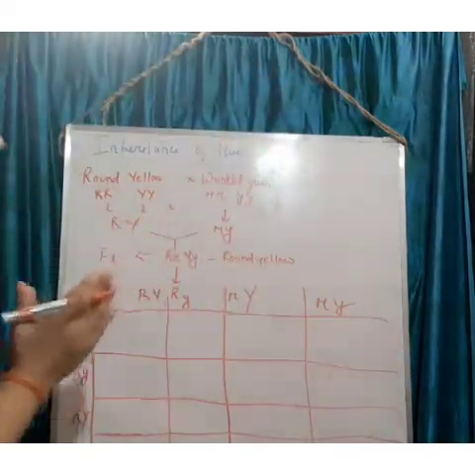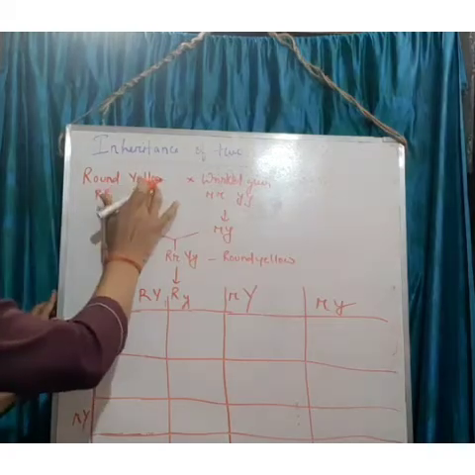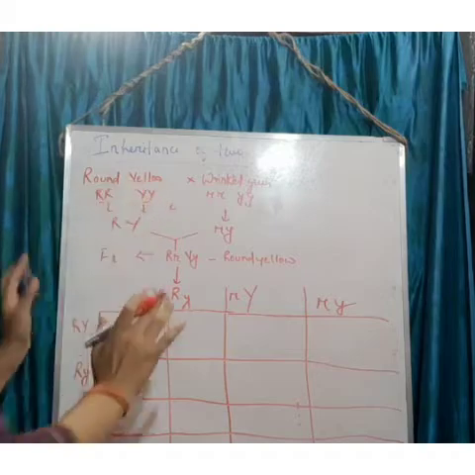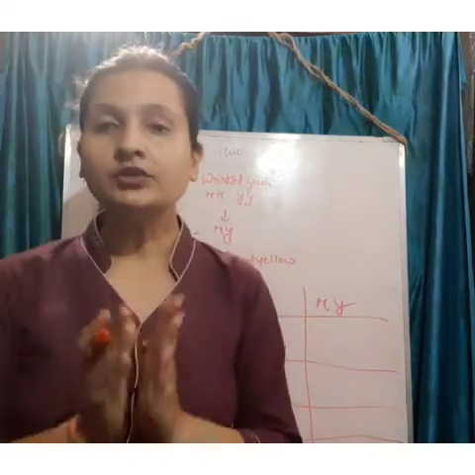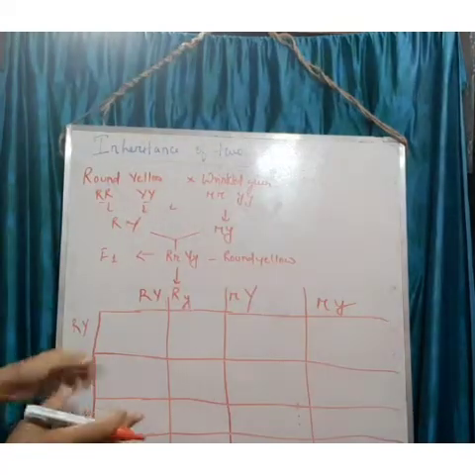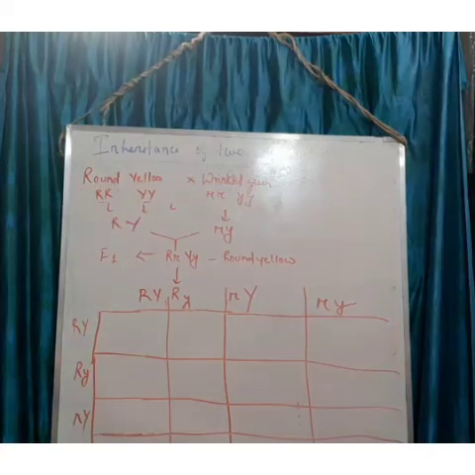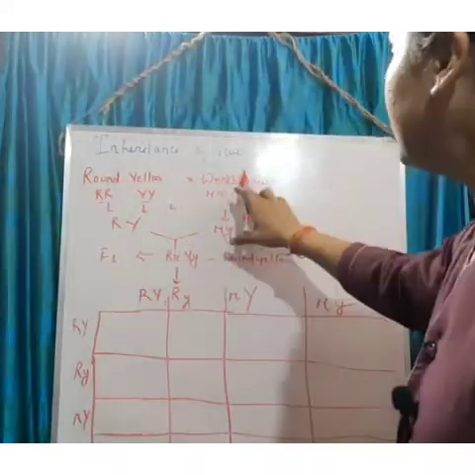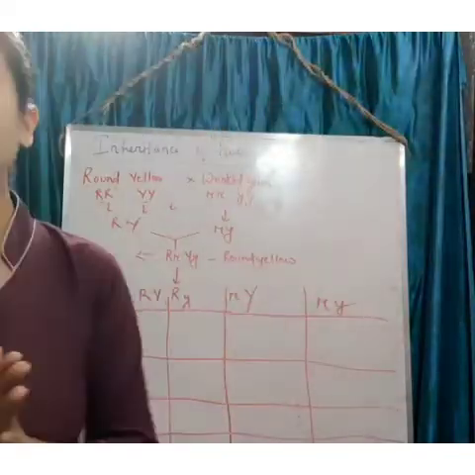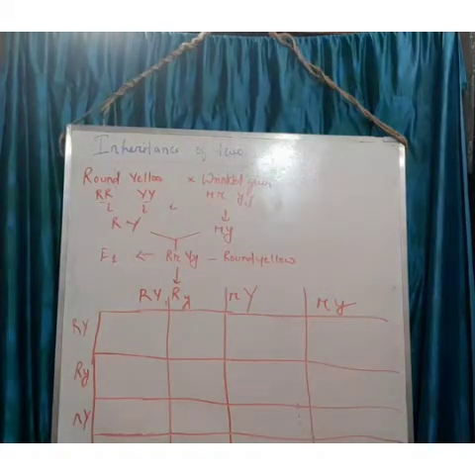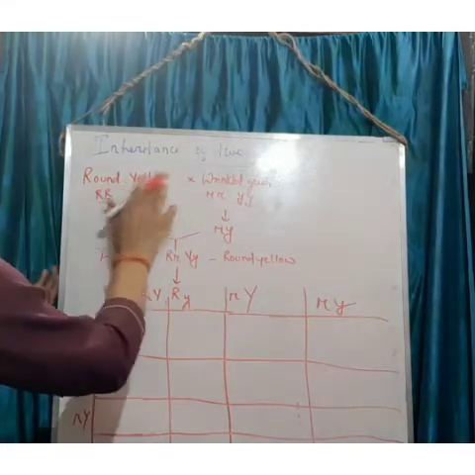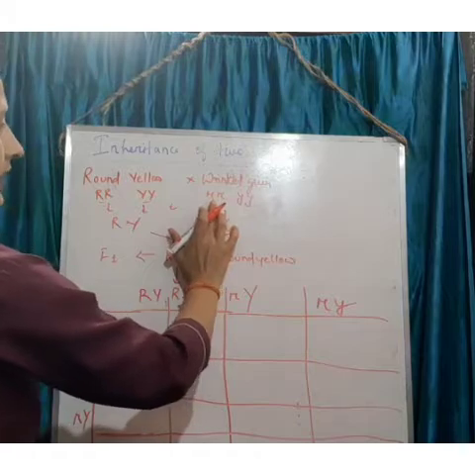So the characters he chose were round yellow, where both of them were dominant, round shape and yellow color. So he took two traits together, the color and the shape of the seed. Here round is dominant and yellow is dominant, and here you can see wrinkled green, both of them recessive characters, correct? So the genotype symbol for round is capital R, and this is capital Y. It is your round yellow, and this is your wrinkled green, small letter r and y.